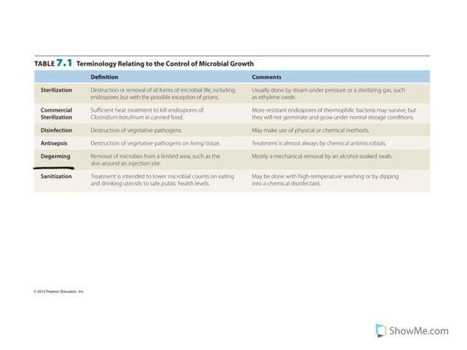Next we have degerming. Degerming can be done by chemicals, but when I talk about degerming, I'm talking about the physical or mechanical removal of microbes. So washing your hands is primarily a degerming act. When you use an alcohol wipe to remove bacteria at an injection site, that's also degerming.